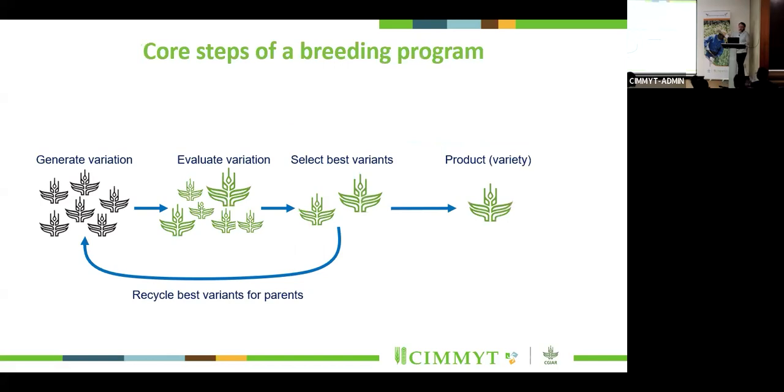So, I'm going to talk about the core steps of a breeding program. It's very simple. You're all familiar with this. We generate some variation. We make some crosses. We evaluate that variation. We select the best variants, and we use those variants either to recycle as parents in the next generation, or to develop a product, which is a variety.